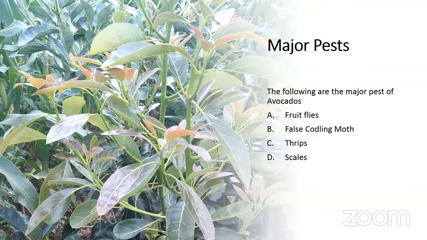What are the major pests of economic importance in avocado production? Remember, there are as many pests of avocados as we have the varieties themselves. The list is long, but we want to look at those which cause economic damage to our orchards if left uncontrolled. So under this, we'll look at fruit flies, false codling moth, thrips and scales.